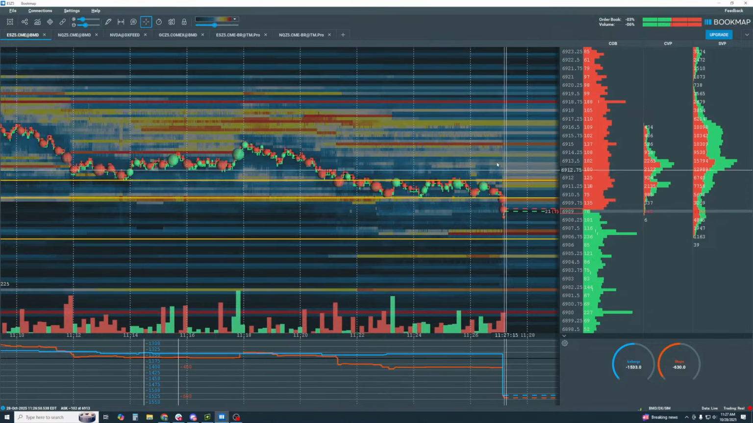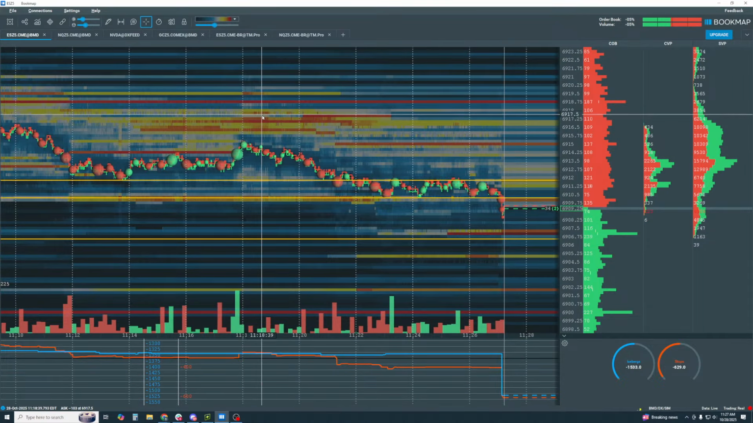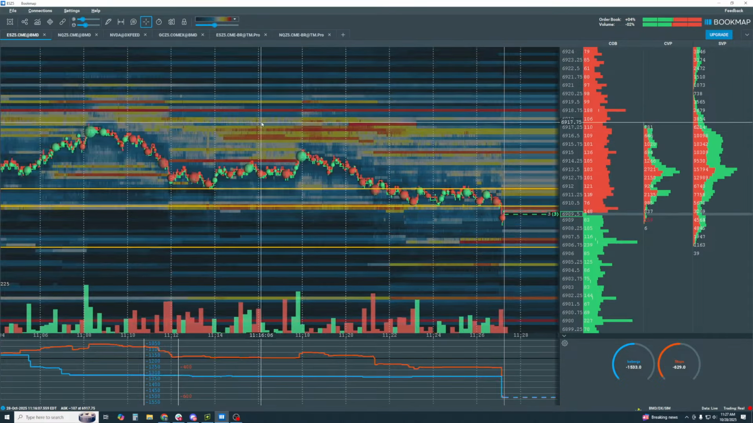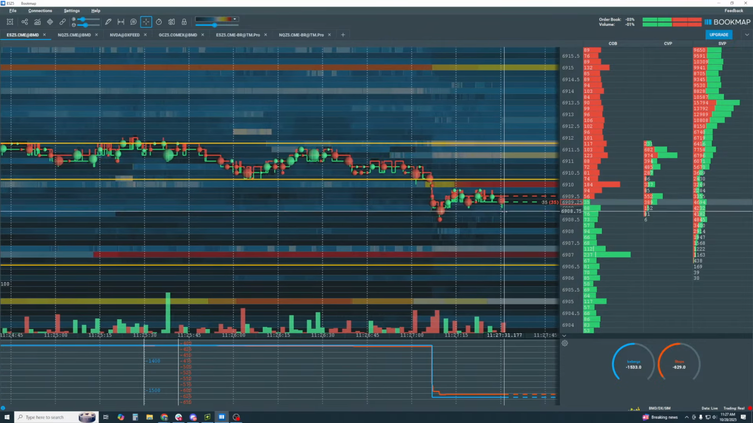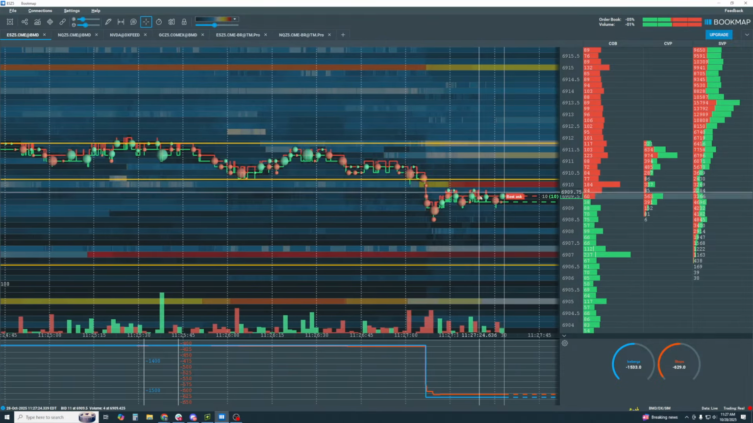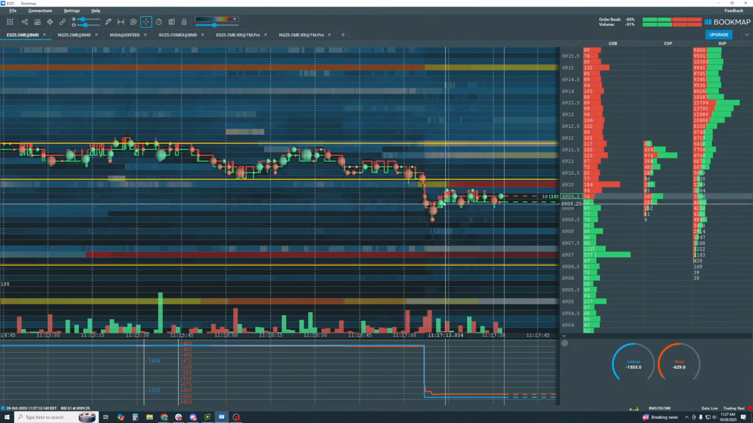Okay, well, it looks like sellers are going to try to take it down here to the low of the day. Okay, well, let's see if we get it then. Okay, pull back. There's high liquidity here at 10. Do they stay in the book? And do we get another? Is it a low volume pullback? Let's take a look here. Don't know yet. So far, so good.